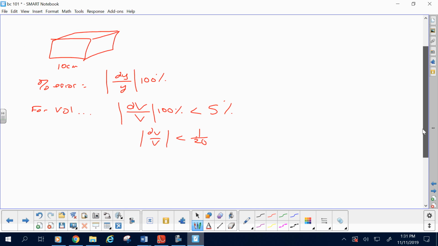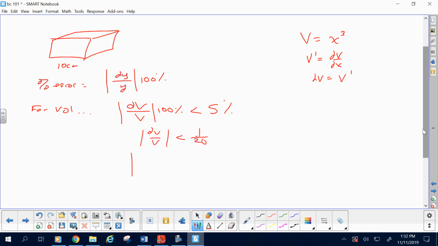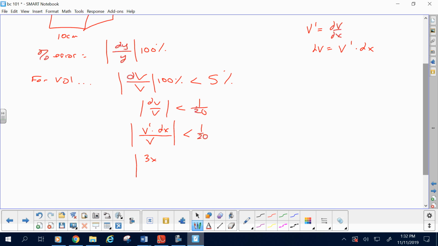You down? What is dV? Let's go with a cube equation. V is x cubed, okay? So don't we know that V prime is dV dx? So dV is V prime dx. The rate of change times the amount of change in x gives you an expected amount of change in V. So dV is V prime dx. Let's just nibble away at it. What is V prime? 3x squared dx. So what is V? X cubed.